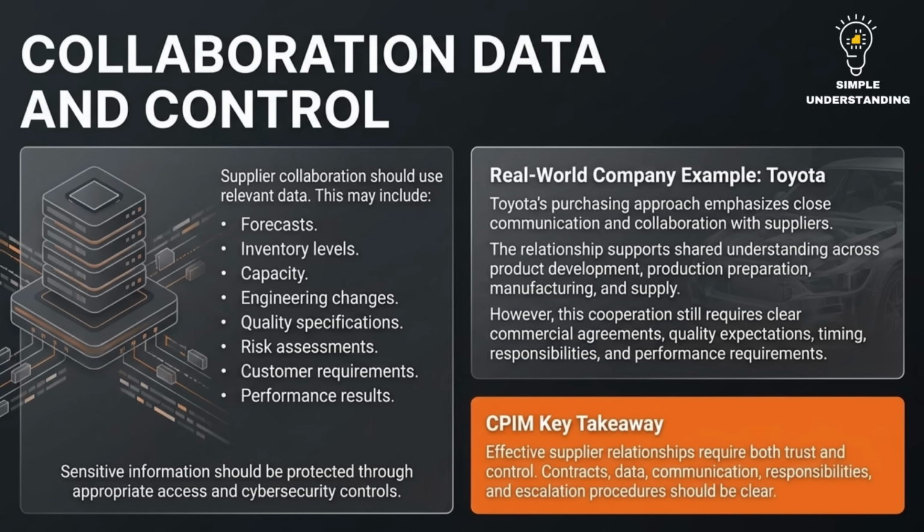Real-world company example: Toyota. Toyota's purchasing approach emphasizes close communication and collaboration with suppliers. The relationship supports shared understanding across product development, production preparation, manufacturing, and supply. However, this cooperation still requires clear commercial agreements, quality expectations, timing, responsibilities, and performance requirements. CPIM key takeaway: effective supplier relationships require both trust and control. Contracts, data, communication, responsibilities, and escalation procedures should be clear.